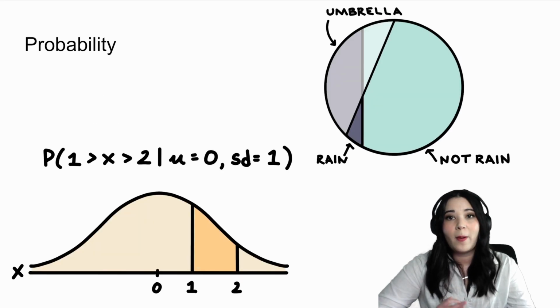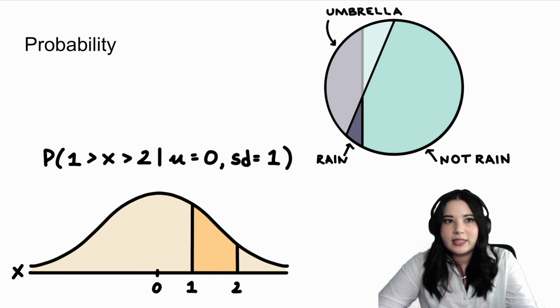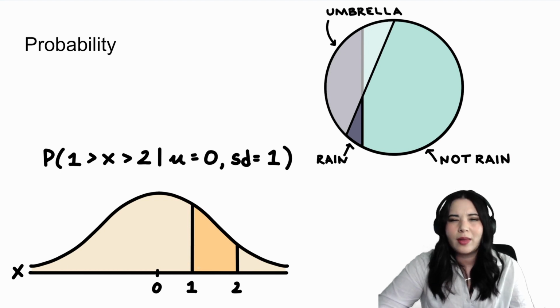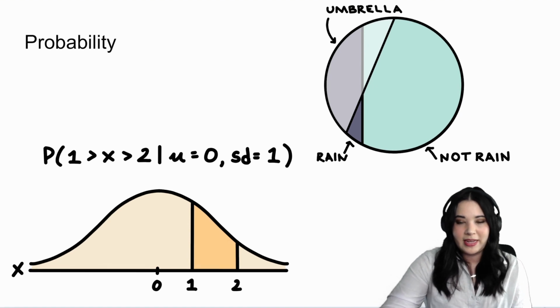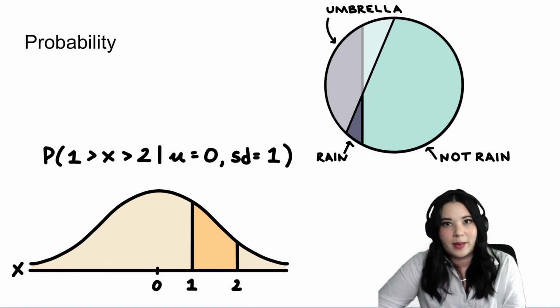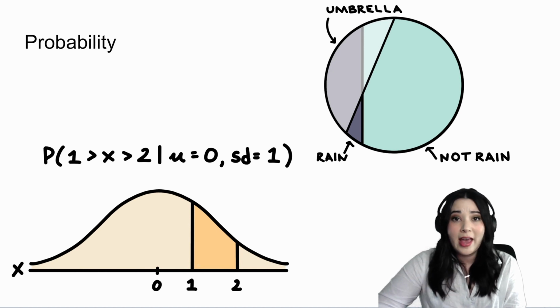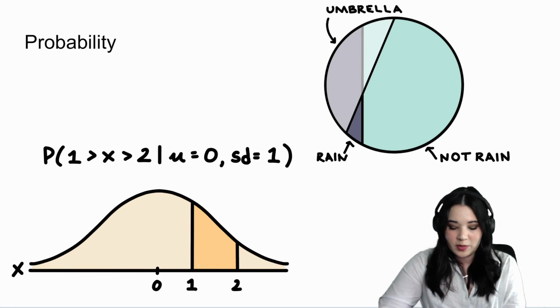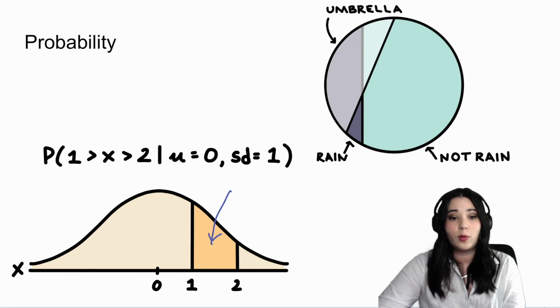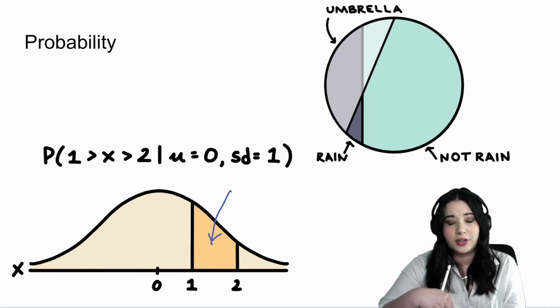Next, let's talk about probability. Probabilities are basically a measure of how likely we think it is that something is going to happen. For instance, I might say there's a 90% probability that I'm going to get an A in this class. One way we can calculate probabilities is with continuous values. For instance, if we have a normal distribution, we might ask, what is the probability that a number will fall in this darker yellow section of the distribution?